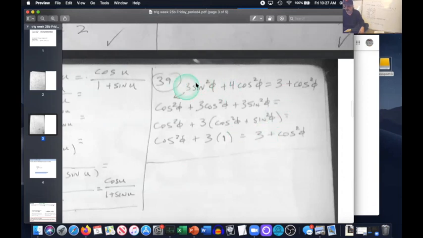Okay, now if you had trouble with 39, you'll see, I think, it was a lot easier than you thought. So I went ahead and regrouped. I changed the 4 into 3 plus 1. And so that enabled us to have 3 sine squared, 3 cosine squared. If we factor out the 3, we get the Pythagorean identity, 3 times 1. And so that's the same thing. So I just rearranged the 4 cosine squared into cosine squared plus 3 cosine squared.